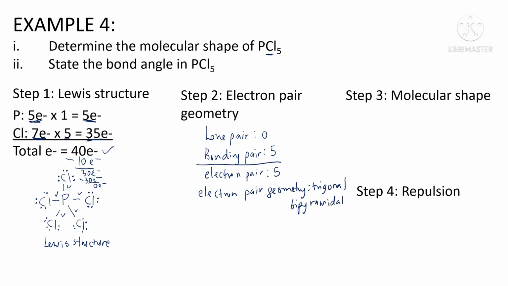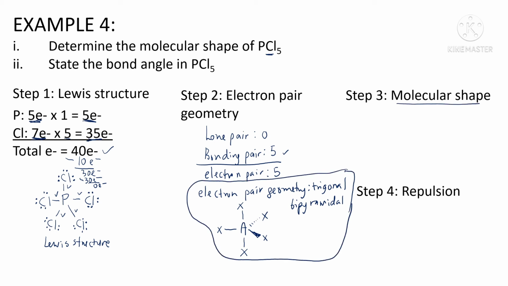And all these 5 bonding pairs need to stay as far apart as possible to minimize the repulsions. Therefore, one will be on top, another one at the bottom, and then 3 more will be on the equatorial plane. So one towards us on the equatorial plane, and then one away from us, we need to draw using the dash wedge. And step number 3, we need to determine the molecular shape of PCl5 based on the electron pair geometry that we deduced in step number 2.